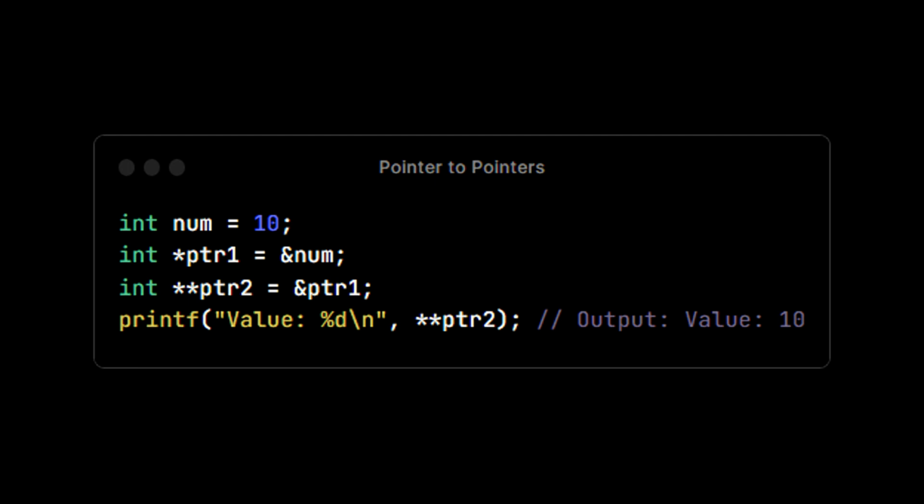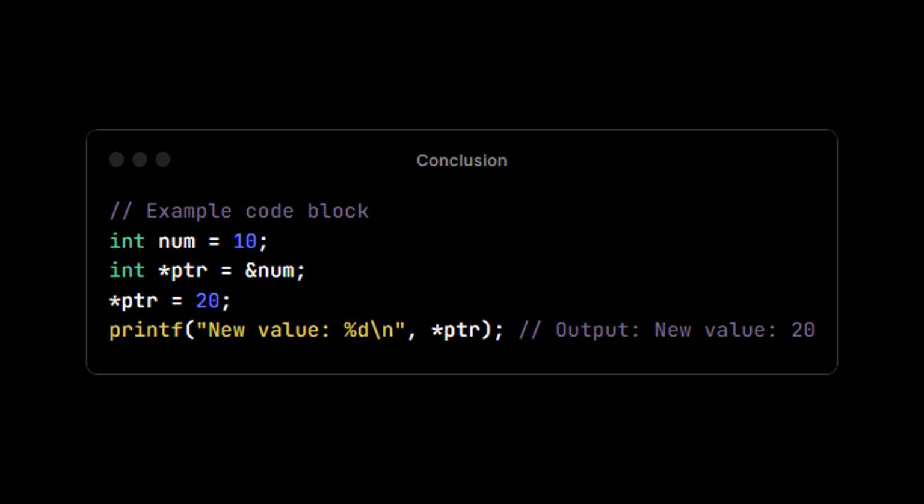Pointer to pointers. In C, you can have pointers that point to other pointers. This is useful in scenarios where you need to modify a pointer itself. Here's an example. Pointers are a powerful feature in C programming that allow you to manipulate memory directly.